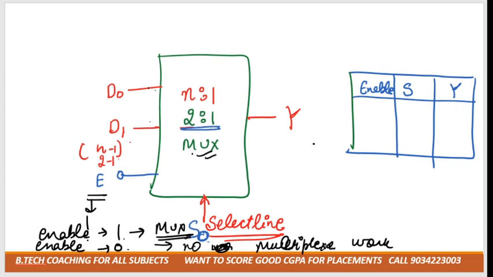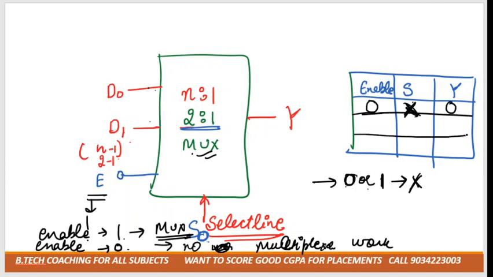Clear? So first, we have the enable pin as 0. The select line can be 0 or can be 1. That is denoted by a cross. If I say it can be 0 or it can be 1, that is denoted by a cross, or we can say don't care. Don't care represents it can be 0 or it can be 1. So if enable pin is 0, will output come or not? No, so output will be 0.